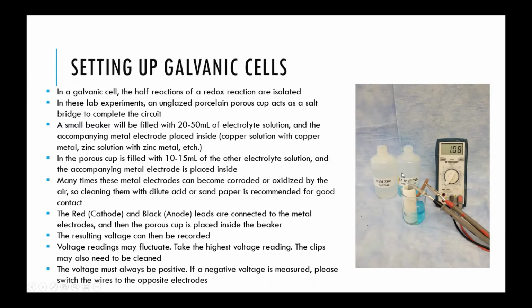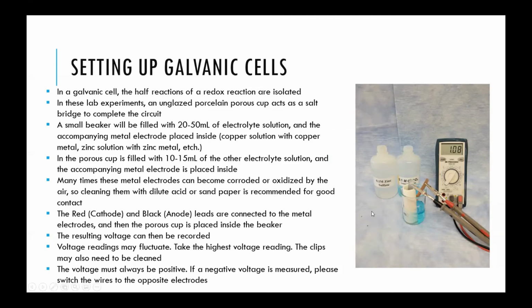In this case, the blue copper sulfate solution is in the beaker with the brown piece of copper electrode. The other electrolyte solution is placed in the unglazed porcelain cup along with the electrode itself. In this example, it's the zinc electrode. There is zinc sulfate solution in the cup and a zinc electrode. You'll prepare these separately, so a beaker with the liquid and the porcelain cup on the side of that with the liquid as well.